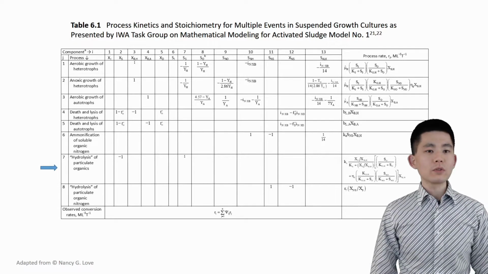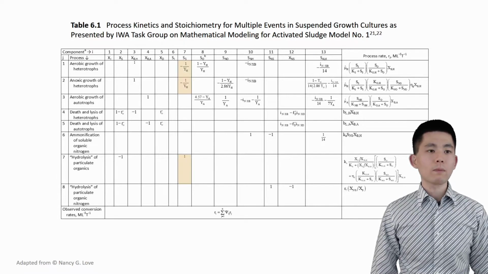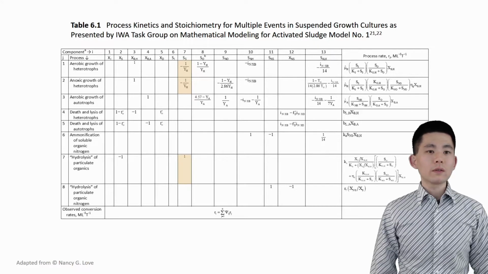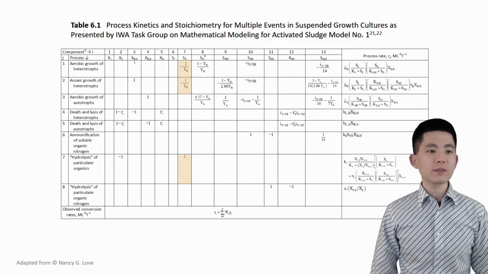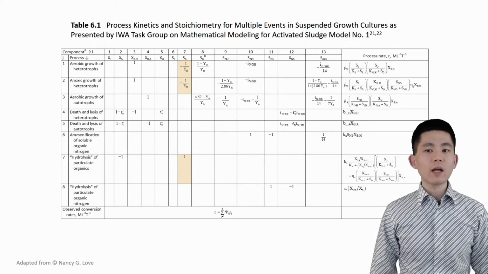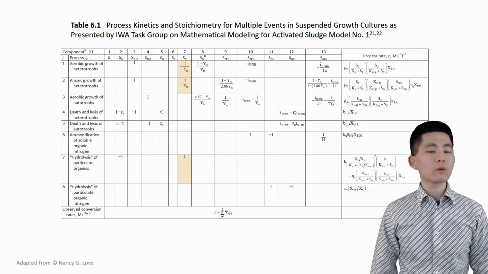The way to use this matrix is the same as the simple model matrix. Let's use the reaction rate for soluble substrate, S sub S, as an example. S sub S is involved in three processes: aerobic growth of heterotrophs, anoxic growth of heterotrophs, and hydrolysis of particulates. We can find the stoichiometric coefficient and the process rates.